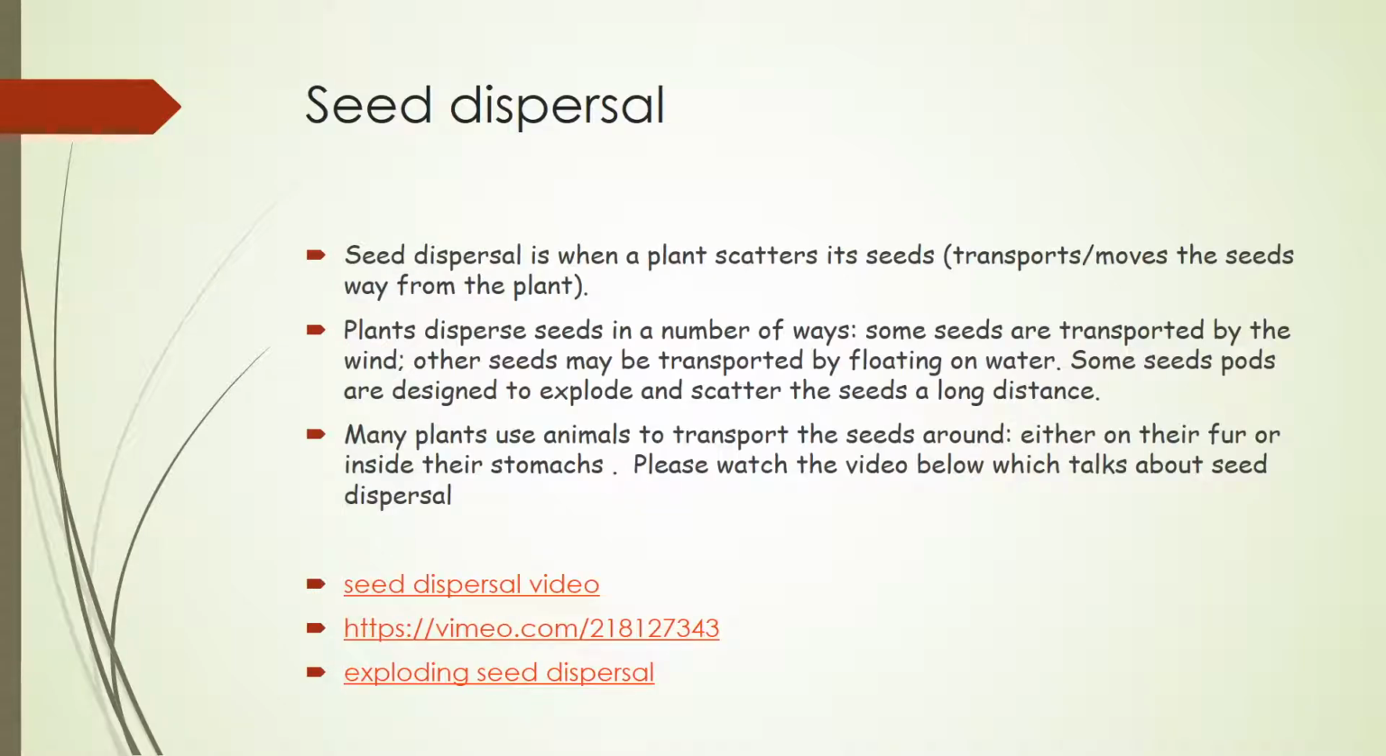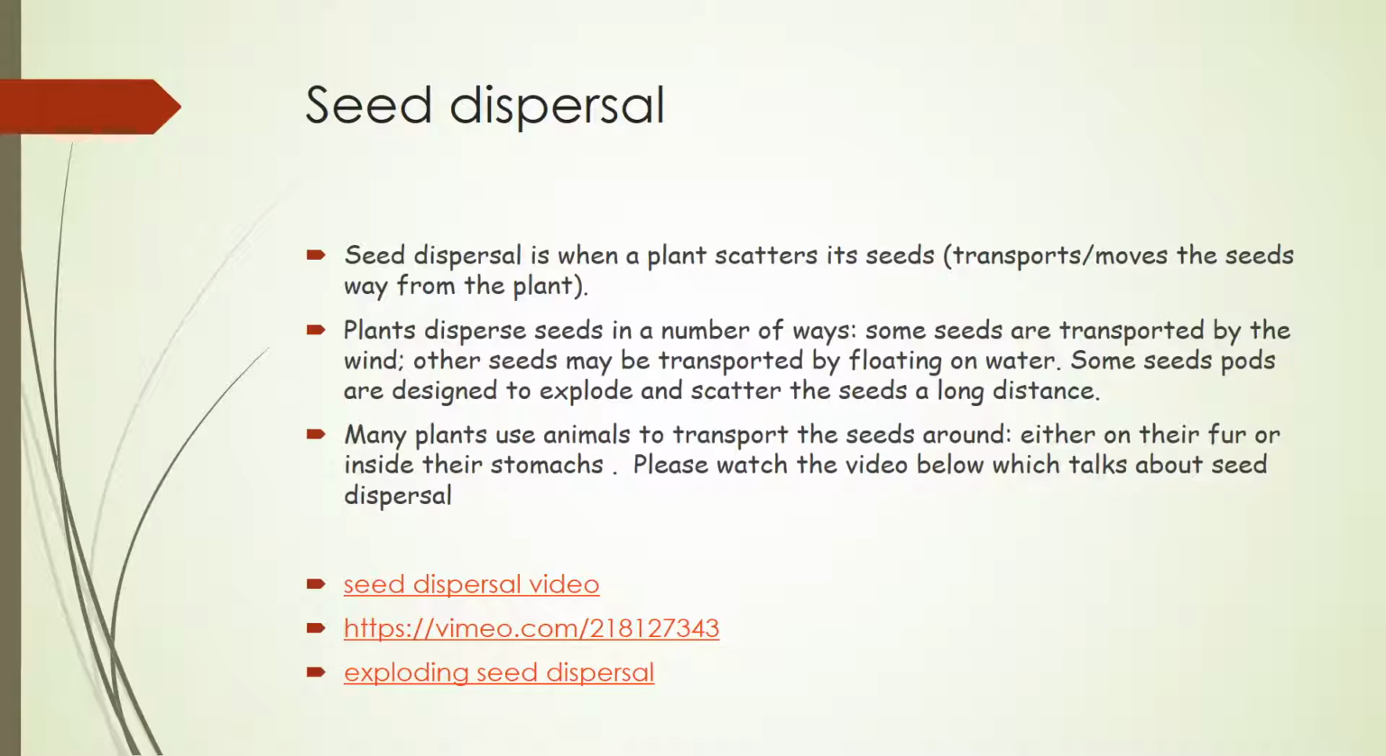Excellent. So seed dispersal. And I said, don't worry if you didn't know what that term meant. By the end of this lesson, you will know what it means. So seed dispersal basically is when a plant scatters its seeds. When a plant moves the seeds away from itself. And some of you are thinking, how does a plant move seeds away from itself? A plant can't just get up and walk and think, oh, this is a nice spot here. There's lots of sun and looks like you'll be able to get rainwater here. I'm going to put my seeds here.